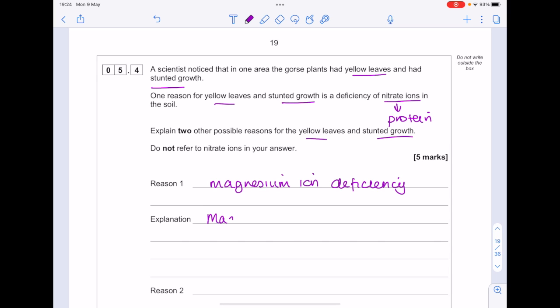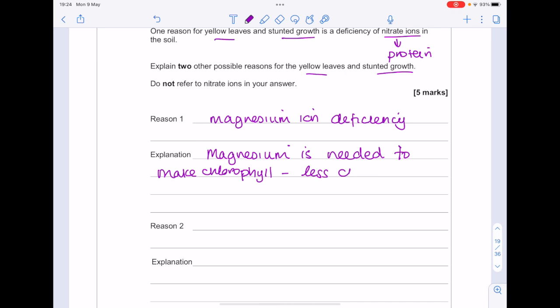Because magnesium is responsible for making chlorophyll, which remember is a green pigment found in chloroplasts. So less chlorophyll means less photosynthesis. And less photosynthesis means stunted growth due to lack of glucose production.